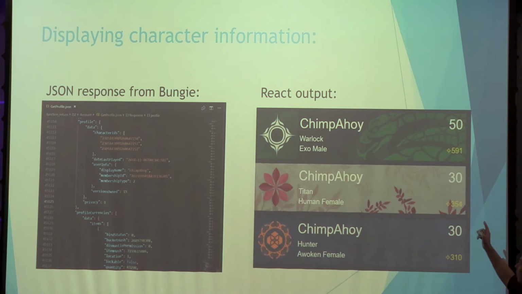So I obviously play a lot of my Warlock. I don't really play much of my Titan or Hunter. The character power level is 591 on my Warlock, but 310 and 354 on my neglected Titan and Hunter. The race, gender and class, so my Warlock is a Warlock exo male. My Hunter is a Hunter awoken female. So again, for people who have multiple characters, they might have two Titans, one male and one female.